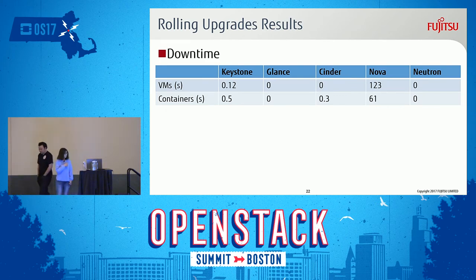Okay, so this is our test result with respect to the API service downtime in each project. As you can see, for projects such as Keystone, Glance, Cinder, and Neutron, we can almost reach zero downtime upgrades. But in Keystone's case, while we did dozens of tests, we still occasionally encounter some DB deadlock failures, so we cannot guarantee zero downtime upgrades. We still have one or two API failures.